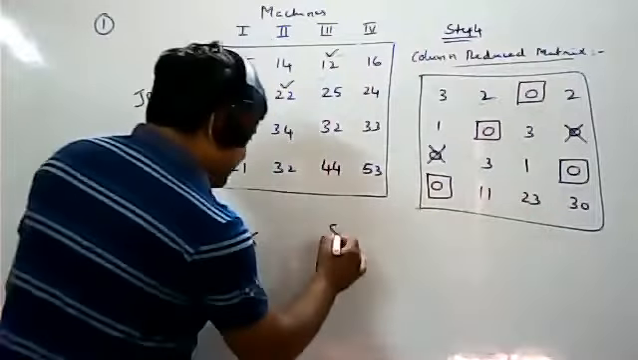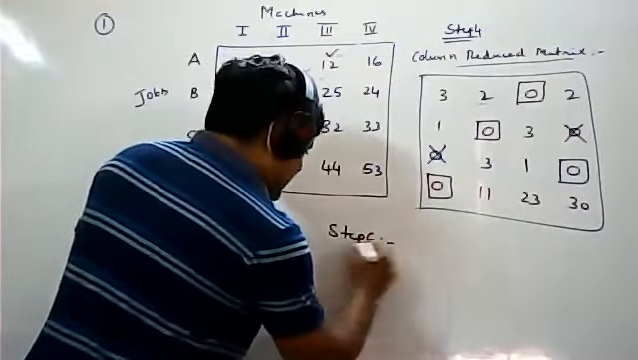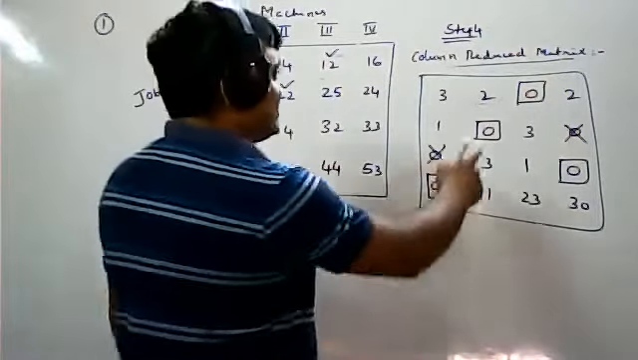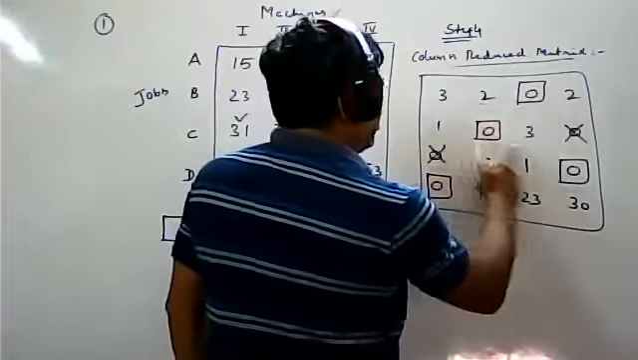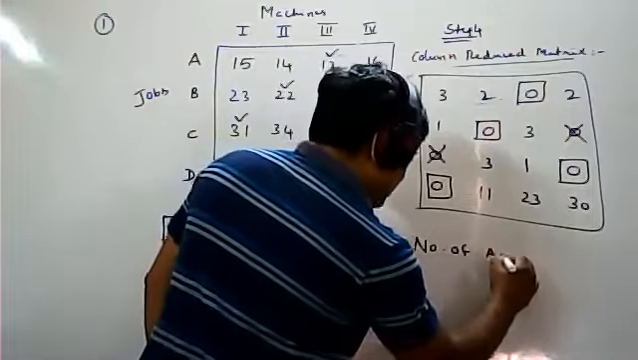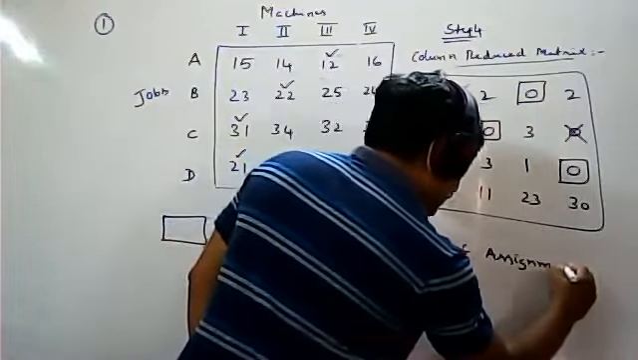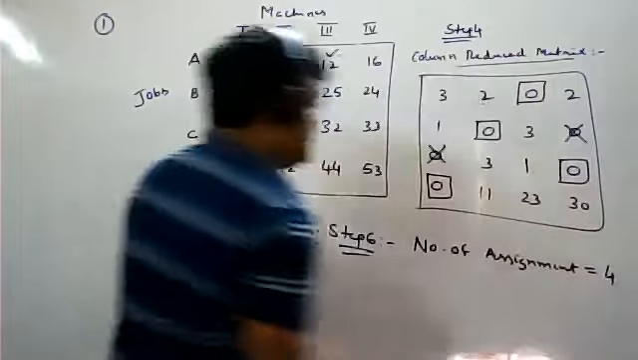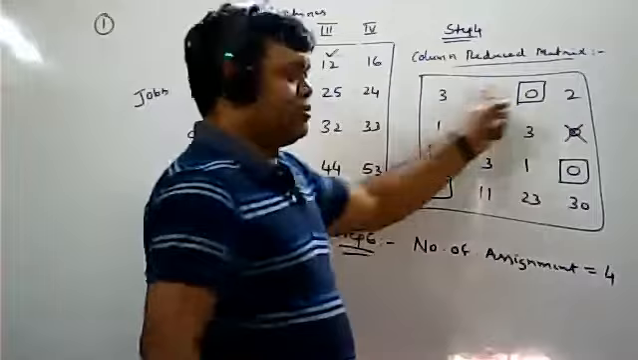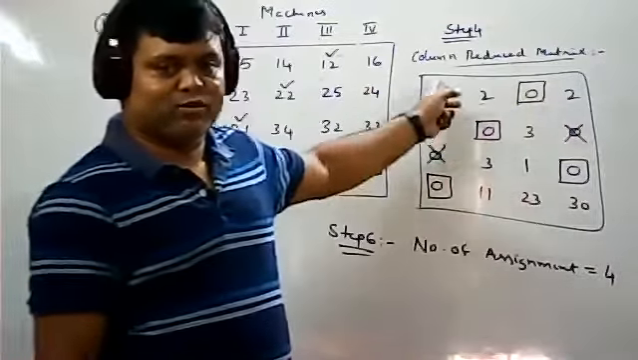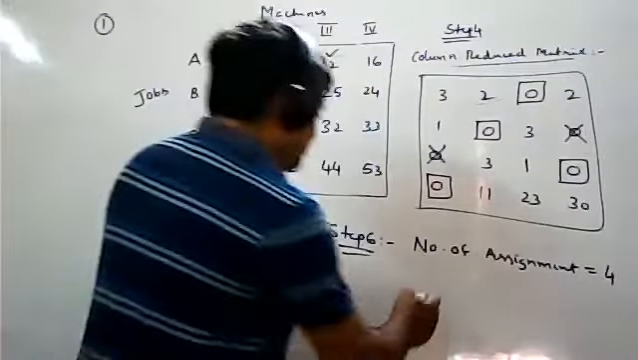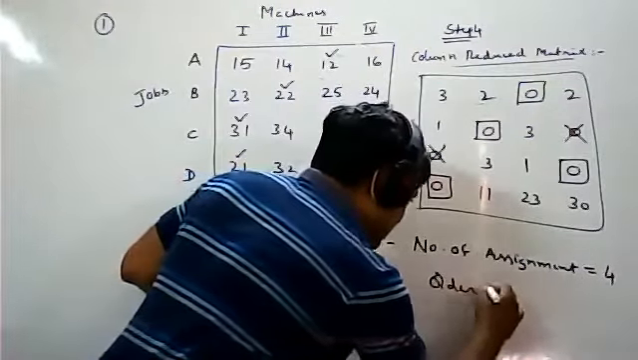Next, step number 6. In step number 6, you have to check how many assignments you got. Assignments mean rectangle symbols. How many did you get? 1, 2, 3, 4. So the number of assignments is equal to 4. And what is the order of the matrix? How many rows and how many columns are there? 4 by 4. This is a 4 by 4 matrix, so the order of the matrix is 4.